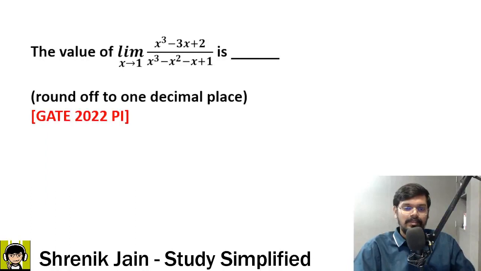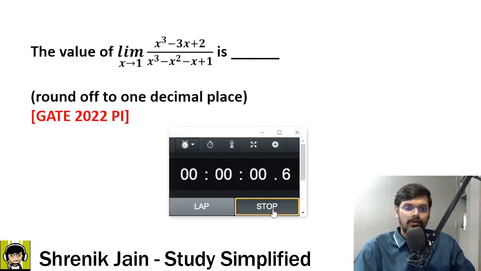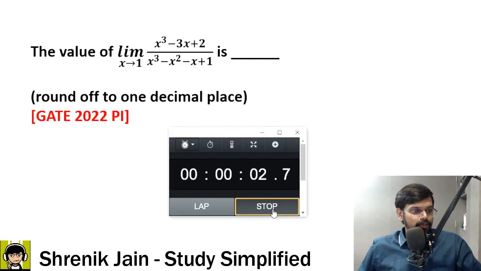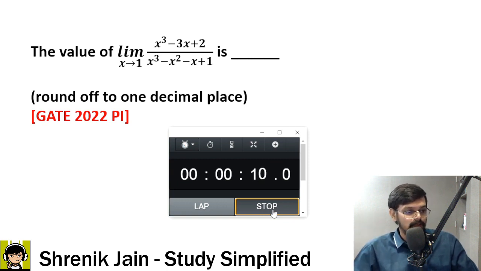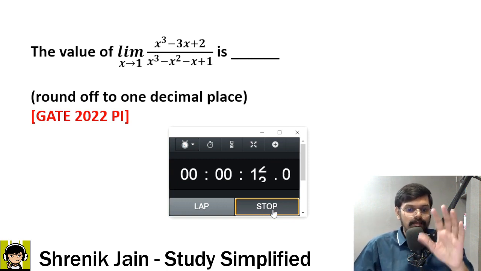So try this question. This is NET question 2022 production engineering paper. The question is: limit x tends to 1 of (x cube minus 3x plus 2) divided by (x cube minus x square minus x plus 1). Round off to one decimal place only.